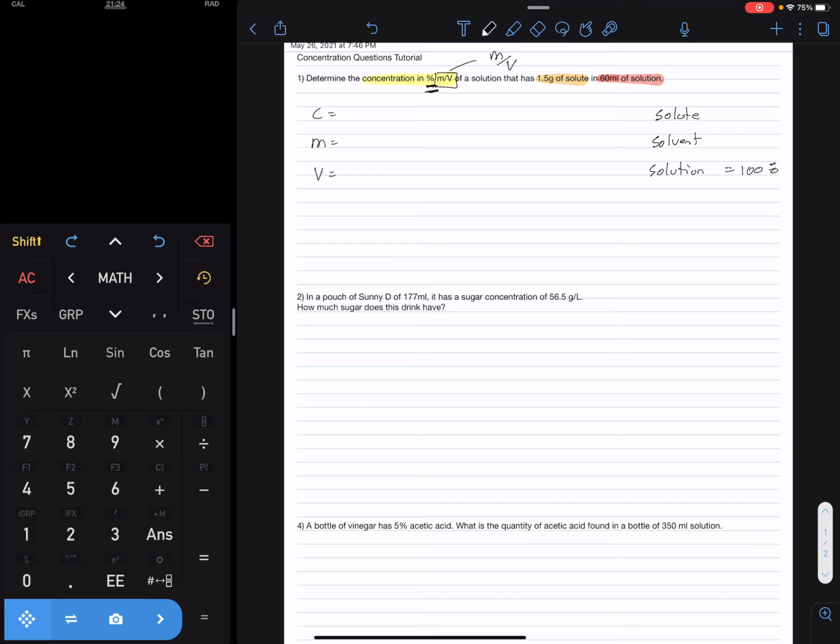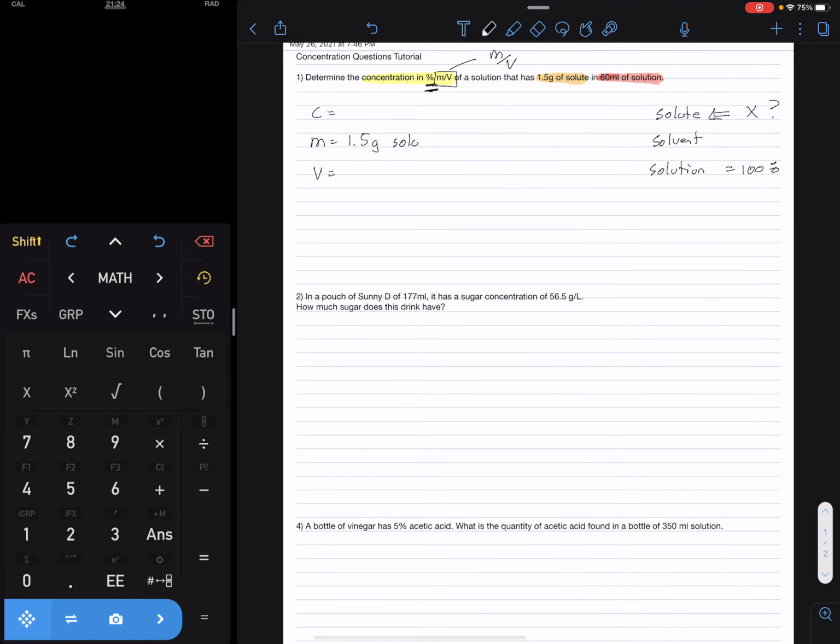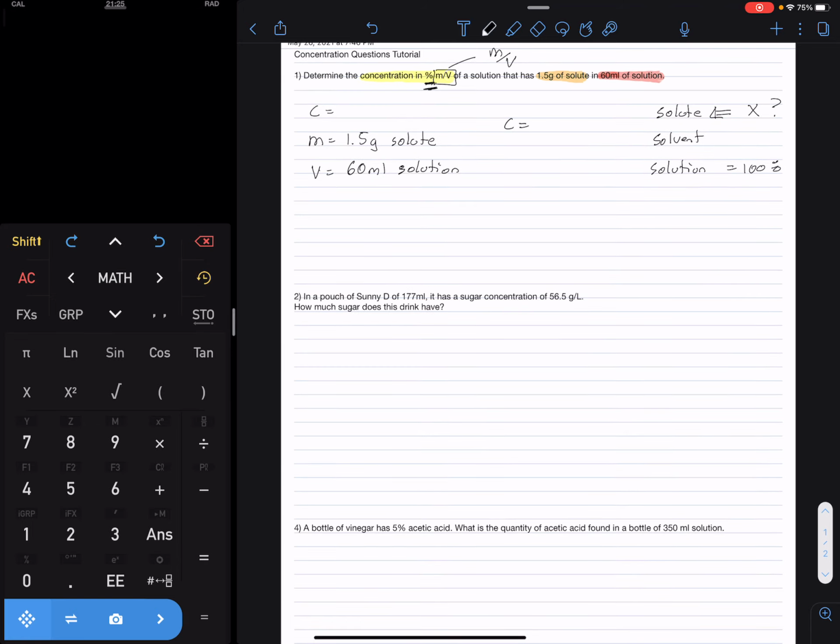And in concentration questions, you're always looking to find solute. That's your unknown. So unfortunately, a lot of students that I saw when they answered this question, they did the right approach here. They put 1.5 grams of solute in your M. They put 60 mLs of solution in your volume, and they just plugged and played what C equals M over V. And they provided an answer in grams per liter or milliliters.